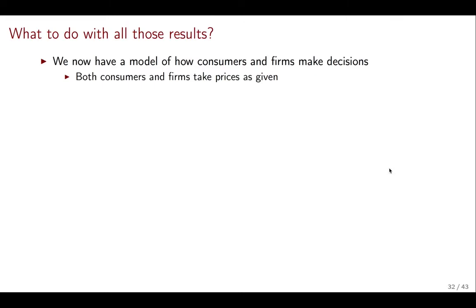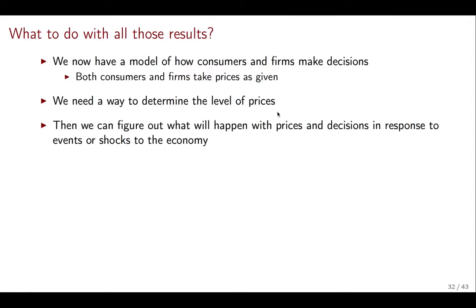Now, the first thing we should ask is what to do with all the results we've developed for the behavior of the consumer and the behavior of the firm, as well as the conditions that the government has to satisfy. Well, we know how they make decisions, but we've also determined how they make some decisions taking prices as given. That's going to be the key here, because we now need a way to determine the level of prices. So the way we're going to do that is we need to understand how those prices affect decisions so that then we understand how events or shocks are going to change prices and through them are going to change the decisions of the agents in the economy, that is, of consumers and firms.